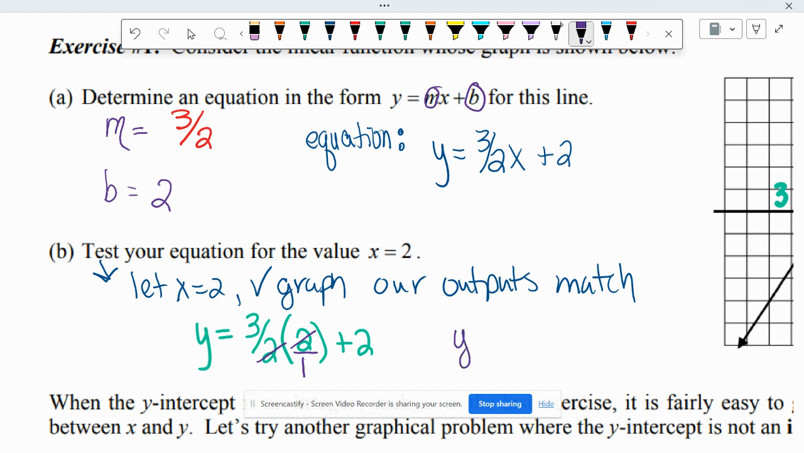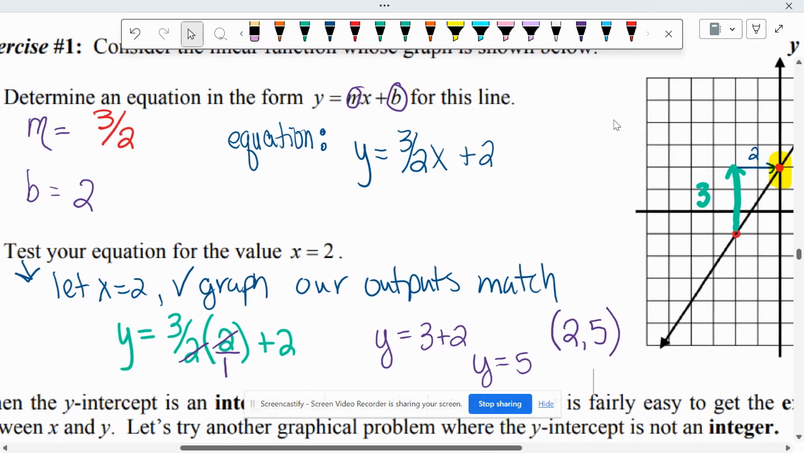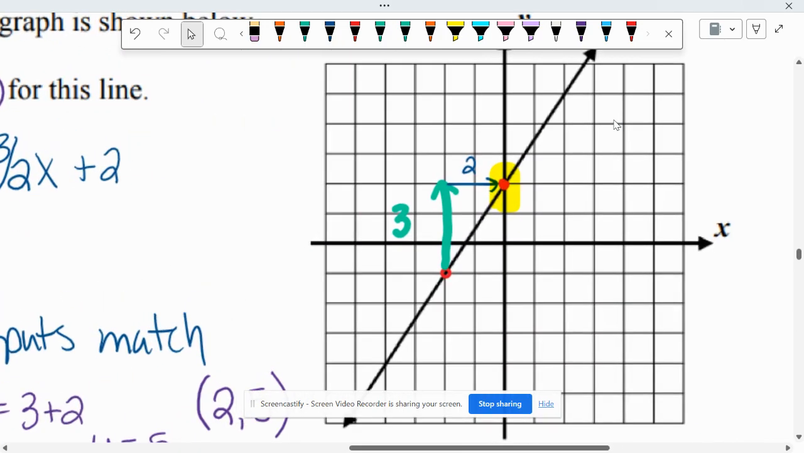So I really have y equals 3 plus 2, which means that y equals 5. So when x is 2, y is 5. So let's go check our graph and make sure that we did that properly. That's what it means by check it, right? We're going to check it. We're going to test it.